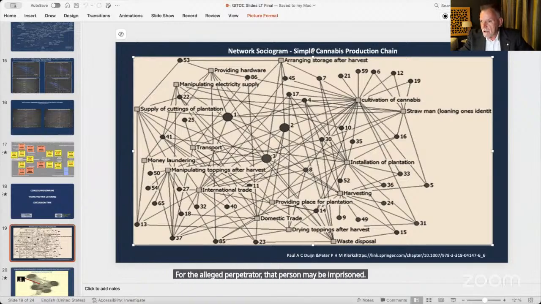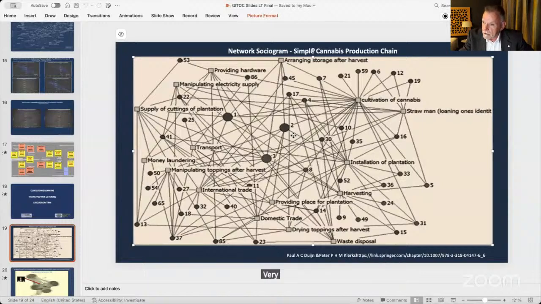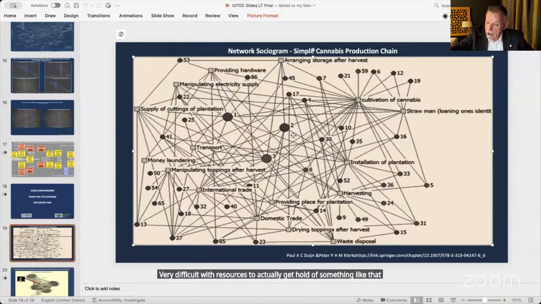Now, this is a crime network that shows something completely different. Police can prioritise tackling a crime network like this by going for the big dots. This is a sociogram, so these are the centre points. If we were investigating that diagram and we arrested everybody in it and tried to process them through the courts, that's all the court would do, and that's all we would do. It is very difficult with resources to actually get hold of something like that, because the participants change, and there are a whole series of other factors that play into it.